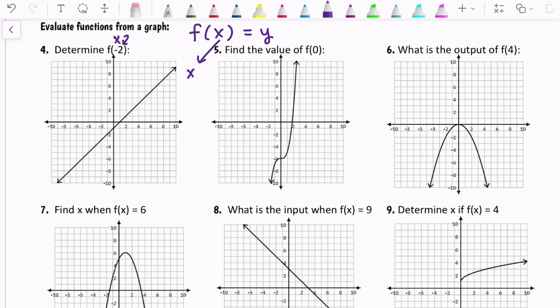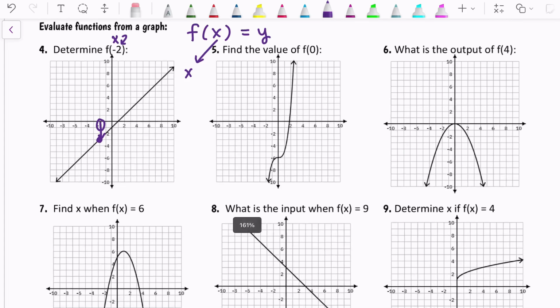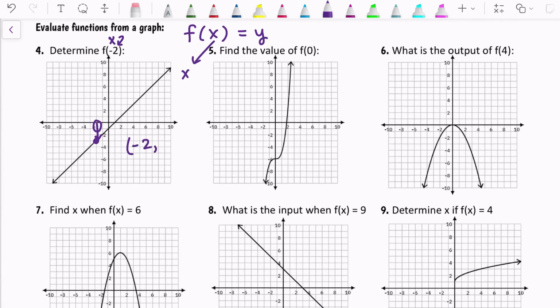So I'm going to go to the x-axis and I'm going to find -2 right there. And I'm going to look for where the graph is. So right here, that's the point that I'm looking for. And that ordered pair would be (-2, -3). It's -3 because it's in between -2 and -4. And so if that's the ordered pair for that point, then f of -2 is equal to -3. The y value is what's after the equal sign.